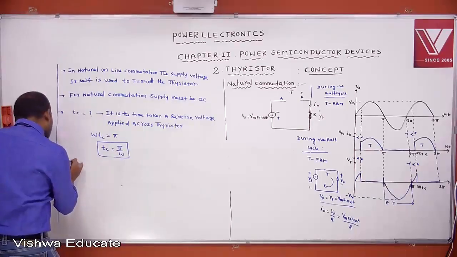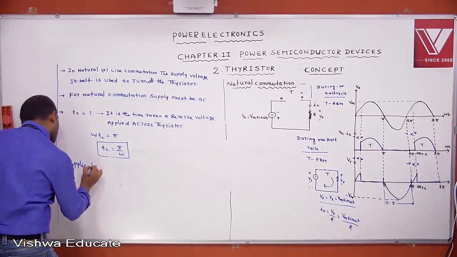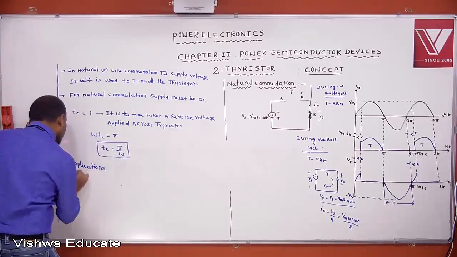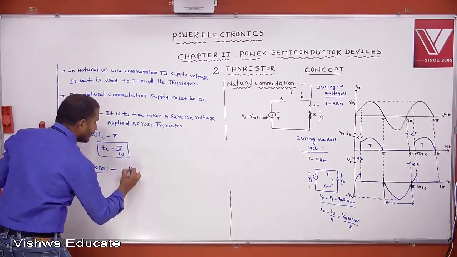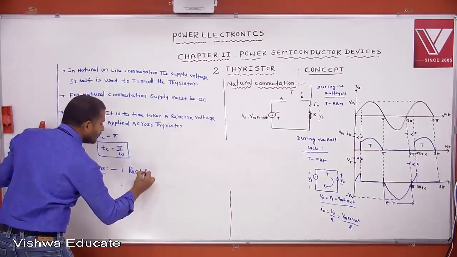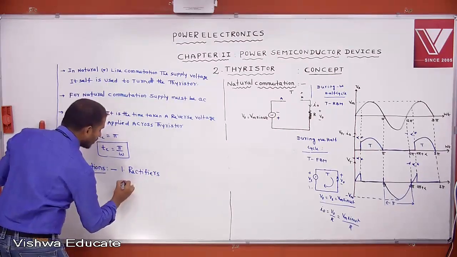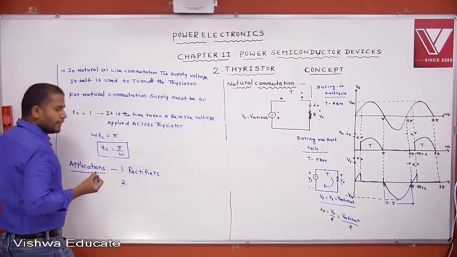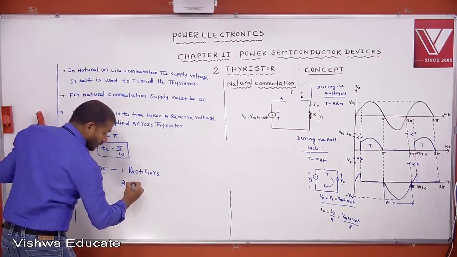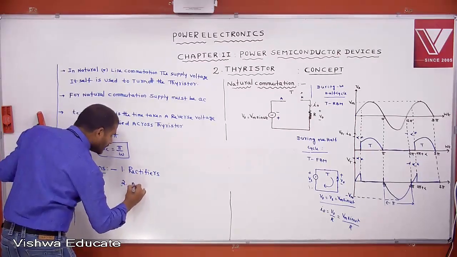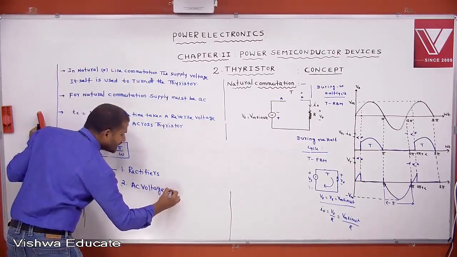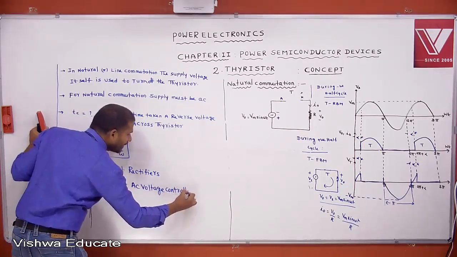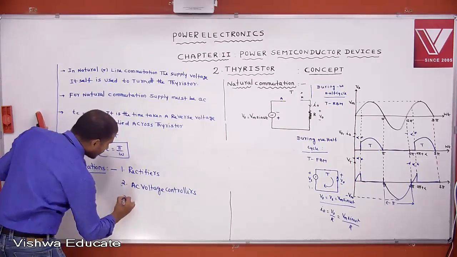Then what are the applications of natural commutation? Where can you use natural commutation? Mainly concentrate on alternative names and applications. One is in rectifiers; in rectifiers we are using natural commutation. Then in AC voltage controllers. Wherever the supply is AC, in that application we are using natural commutation.